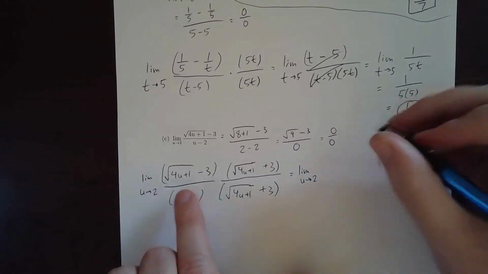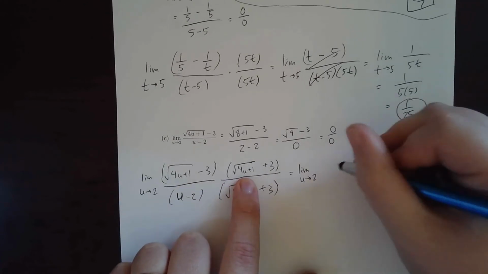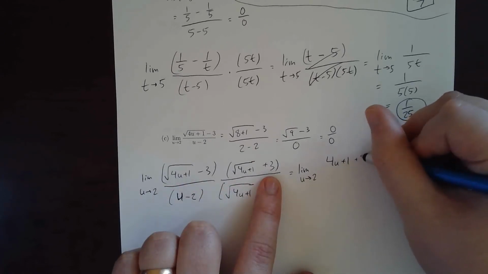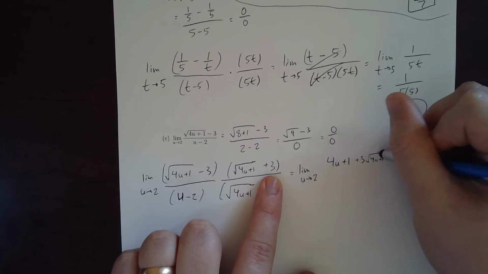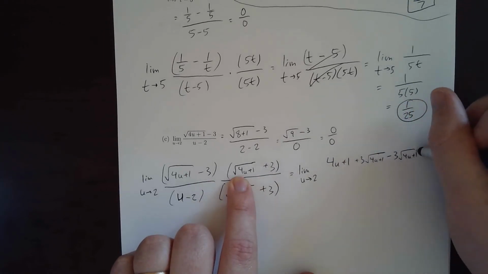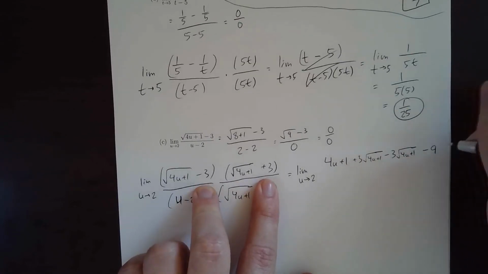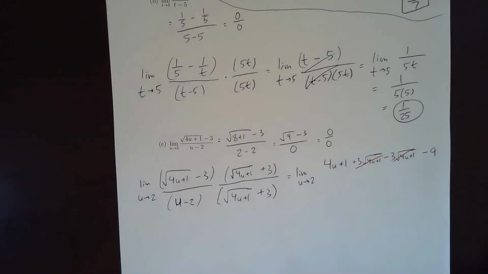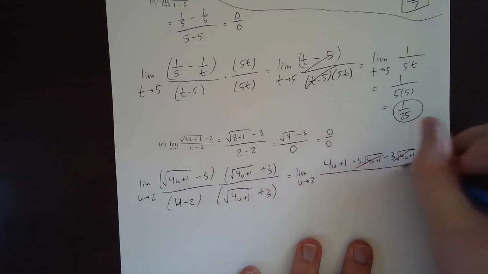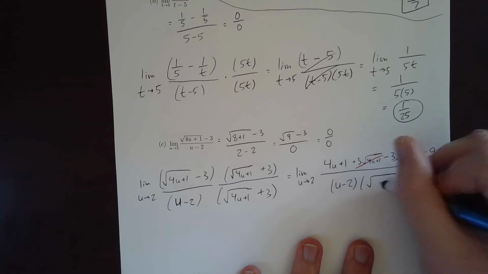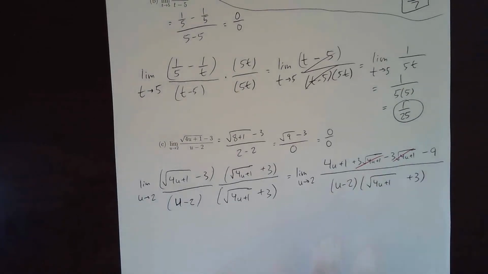In the numerator we'll get the square root of 4u plus 1 times the square root of 4u plus 1, so we'll get 4u plus 1. And then the outside terms will be plus 3 square root of 4u plus 1. And then the inside terms will be minus 3 square root of 4u plus 1. And then the last terms will be negative 9. And so again, this will cancel with this. And in the denominator, we will end up with u minus 2 times the square root of 4u plus 1 plus 3.